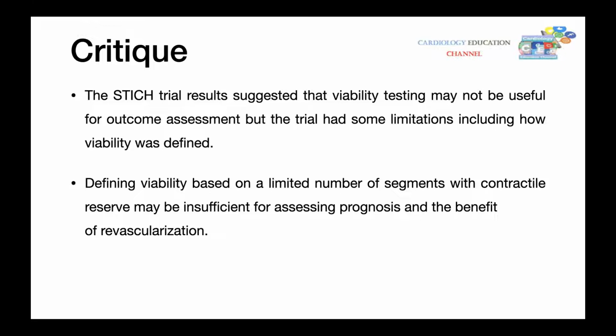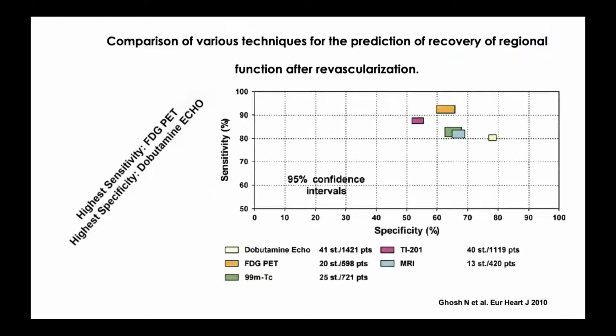It's 2 or more segments. Also, defining viability based on a limited number of segments with contractile reserve may be insufficient for assessing the prognosis and benefit of revascularization. And finally, this is a comparison of the various techniques predictive of recovery of regional function after revascularization, and how the left ventricular ejection fraction will improve after revascularization if you did a viability assessment before the test.